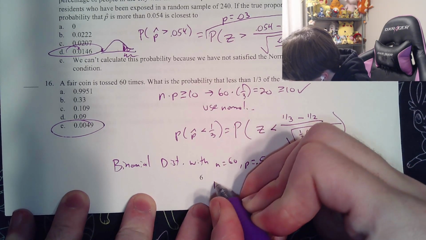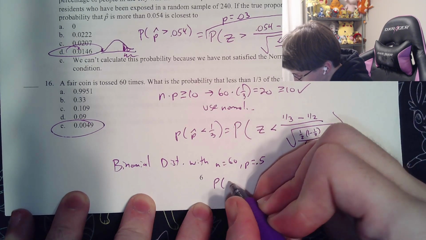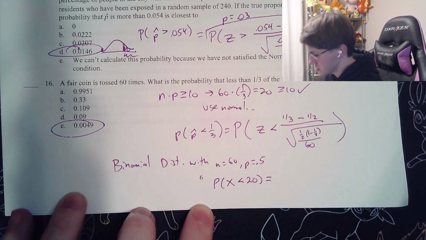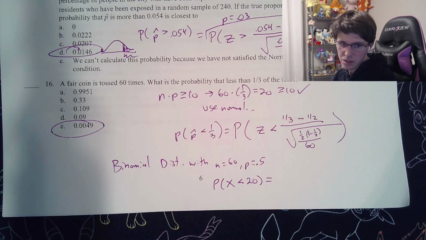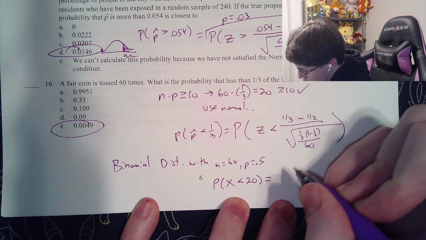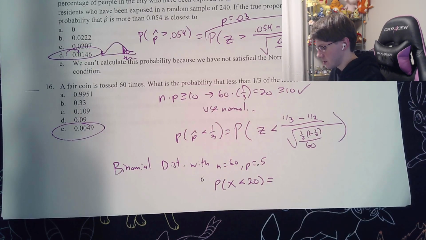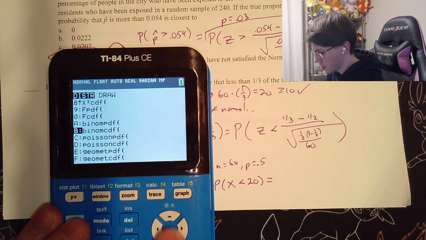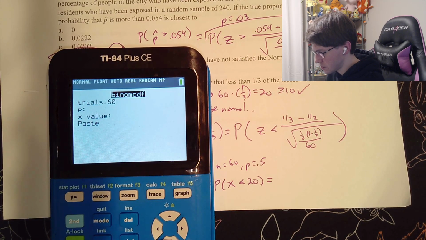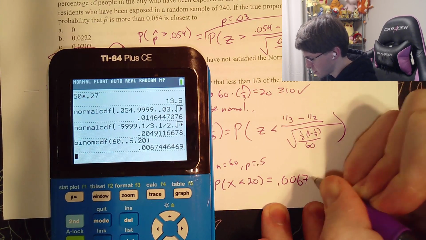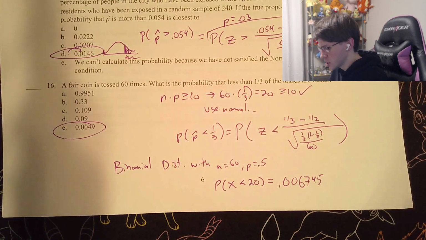So the probability of the number being less than 20, that is, less than 1/3, is guaranteed to actually be our binomial CDF here. If we actually went through and did our binomial CDF, we had 60 trials. Our p-value is 0.5. We're going up to 20. And you can see the true value, this actual number, is 0.006745, which is extraordinarily close.